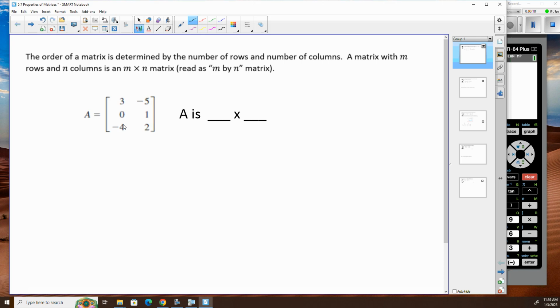So this matrix A that we have here, I see that it has 1, 2, 3 rows and 1, 2 columns. So I would say that this is a 3 by 2 matrix, meaning we have 3 rows by 2 columns. The x sign in between the 3 and 2 doesn't mean to times them together. That's just read as by, a 3 by 2 matrix.